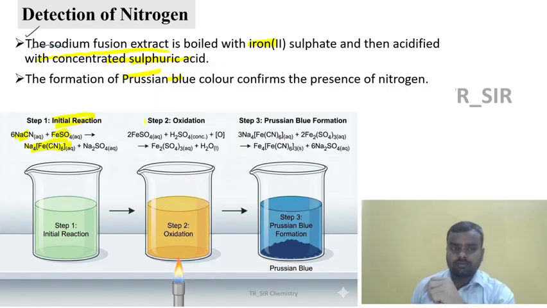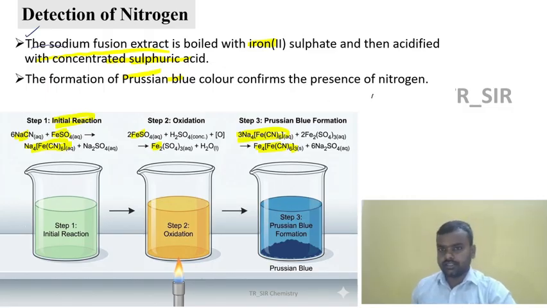Now, step 2, what happened? Now we are oxidizing the Fe2+ into Fe3+, the second step. This Fe3+ we are treating with the complex that you got there. So finally you got the Prussian blue, indicating that there is a presence of nitrogen in the given organic compound. First we'll see the step by step process.